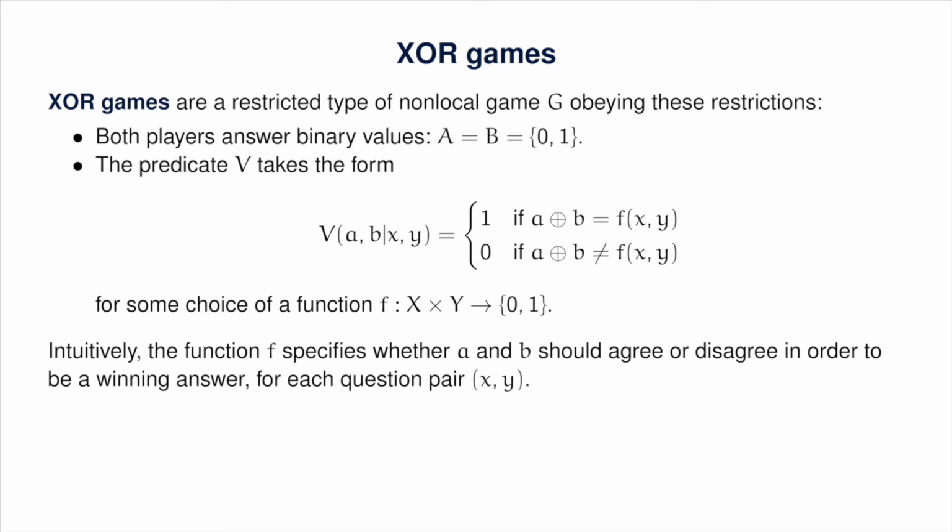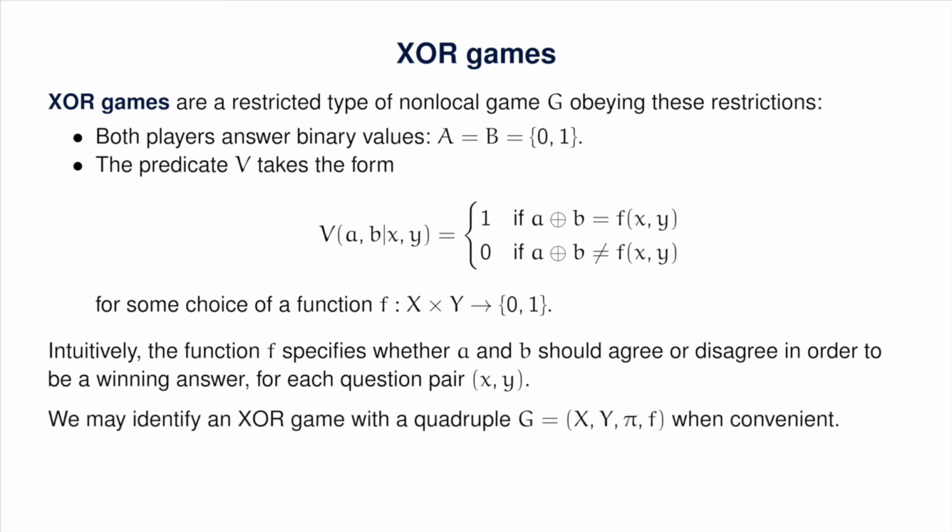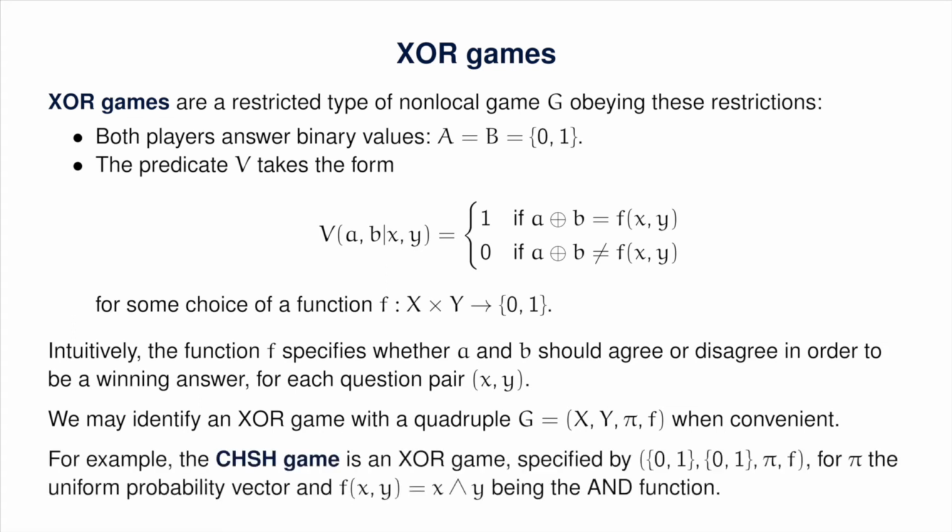Notice, by the way, that it's always the case that one of the two possibilities, agreeing or disagreeing, is correct and the other is incorrect. Such a game is uniquely determined by the question sets X and Y, a probability vector pi on question pairs, and the function f just described. So, when it's convenient, we can identify an XOR game with these four objects, X, Y, pi, and f. For example, the CHSH game is an XOR game. The question sets are both binary values, the probability vector is uniform, and the function f is the AND of x and y. The FFL game, on the other hand, is not an XOR game. It just doesn't fit into the framework.